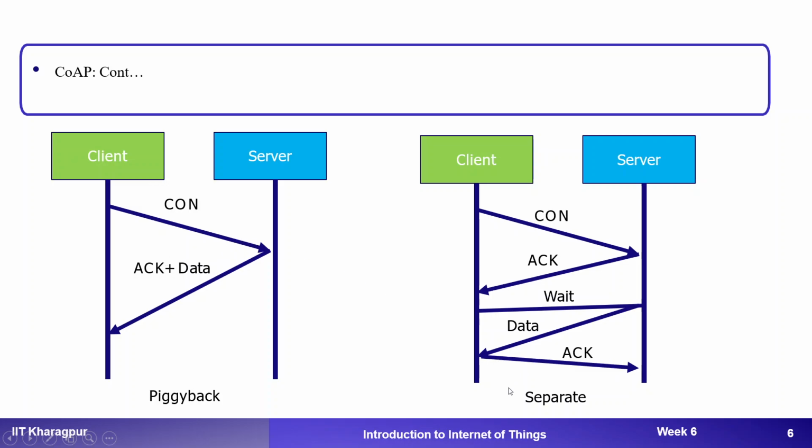And the next one is your separate. In case of the separate type of messages, your acknowledgement and data are sent separately. Initially the connection will be established, then the acknowledgement for the same is received by the client. After that there is some delay, both the client and server will wait for some time, and after that your server will send the data to your client, and then the client will send an acknowledgement to the server that it has received the data.